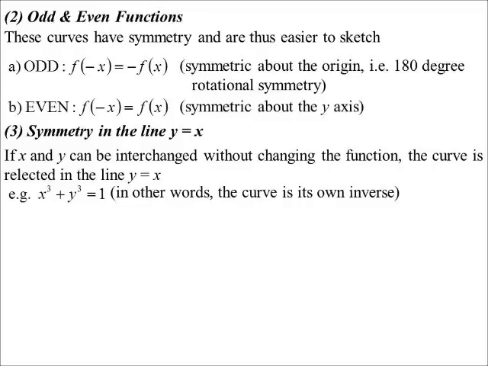So x cubed plus y cubed equals 1. If I swap the x and the y around, I'm going to get the same thing: y cubed plus x cubed is 1. So I know this thing is symmetric around y equals x.